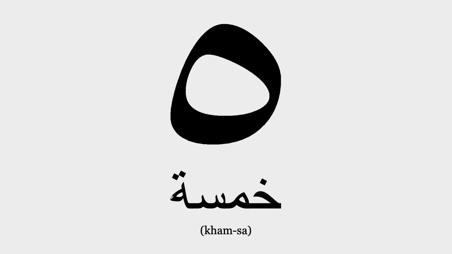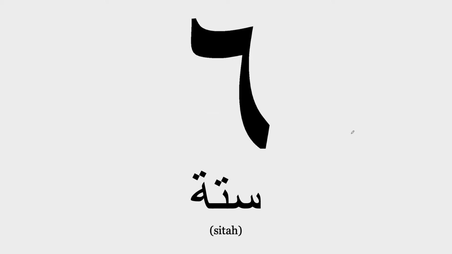This is khamsa. So, khamsa, and that is the number 5. Just a circle. We have the number 6, which is sit'a, and that looks like a 7, but it is a 6. So again, it gets kind of confusing, but once it's memorized, you'll get the hang of it just like the letters.